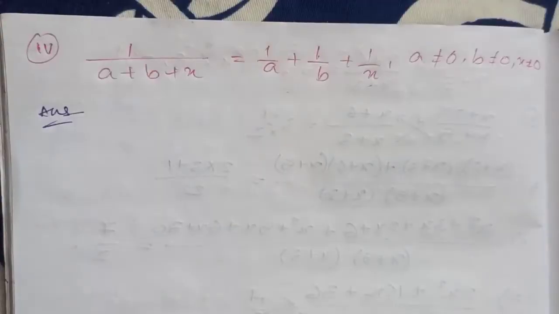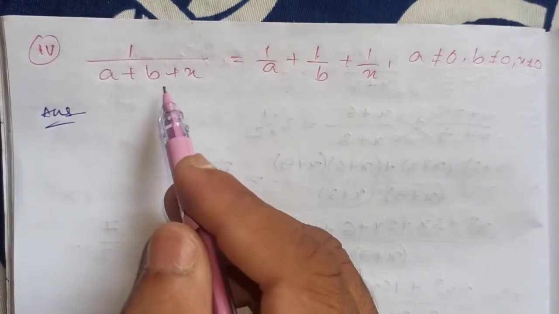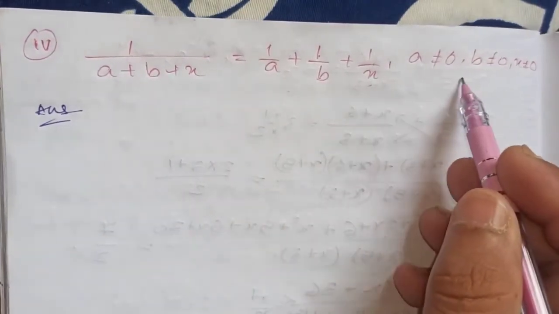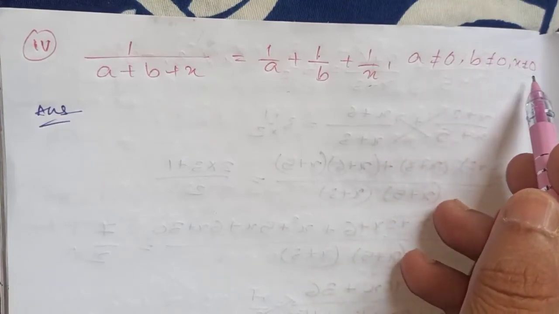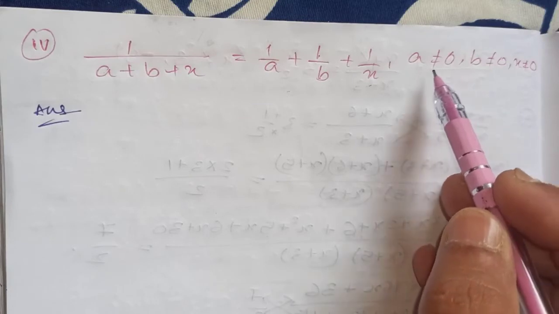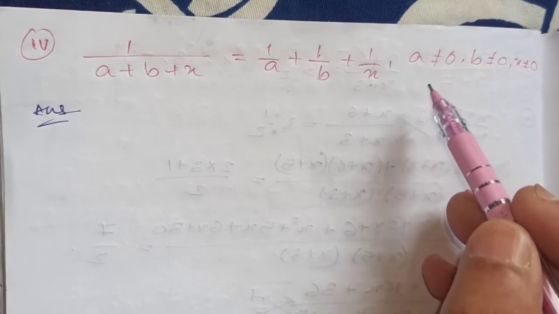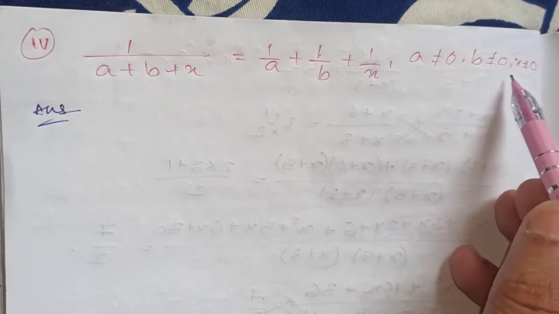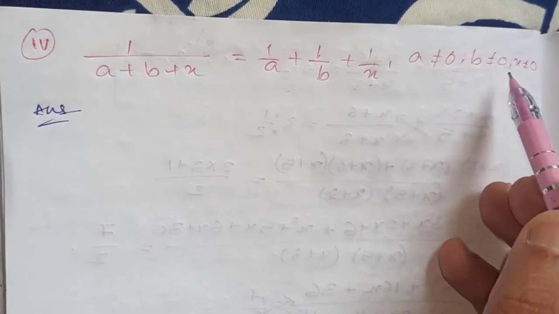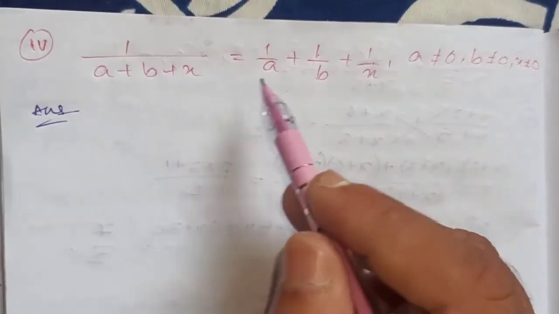Next, in the fourth bit, it is given 1 divided by a plus b plus x equals 1 by a plus 1 by b plus 1 by x, where a is not equal to 0, b is not equal to 0, x is not equal to 0. This means there must be some values for a, b and x for these three variables. Okay, they are not at all equal to 0. So how to solve this question?